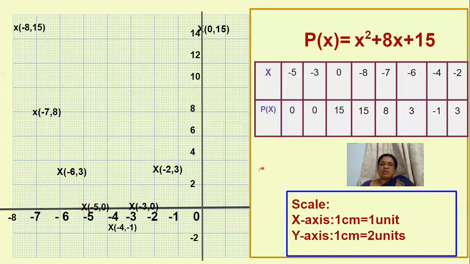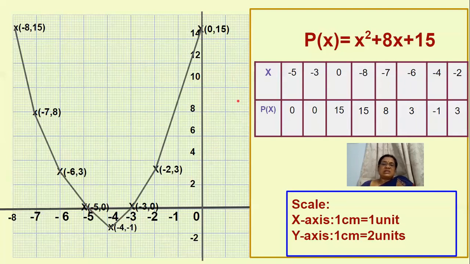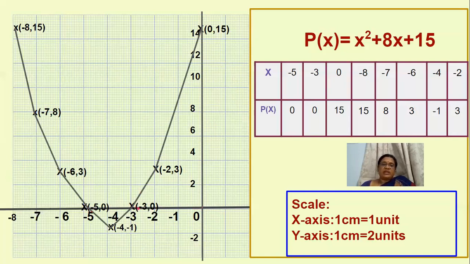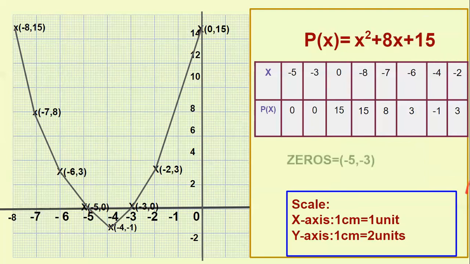When we join all these points, we'll get a nice parabola. This is nothing but a parabola. We have to slowly join all these points. Then we'll get a parabola. This parabola intersects the x-axis at 2 points. Those 2 points, tell me what are those 2 points? One point is minus 5, the other point is minus 3. Therefore, these two will be the zeros for the polynomial. These two will be the zeros for the polynomial.